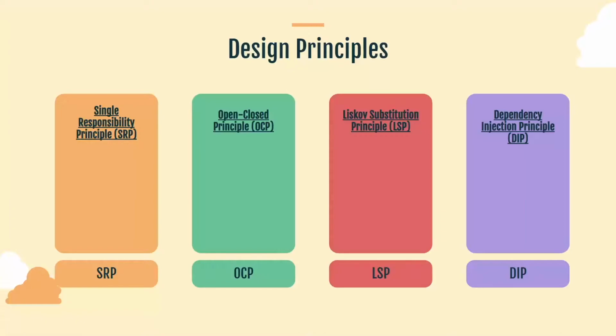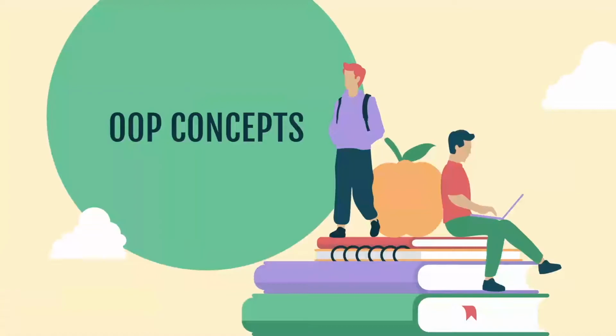Finally, the dependency injection principle. We can use other methods for notification. Other than email, we can use SNS and other methods, and we do not need to change the current methods for that. And now I'll pass on to Chaoshan for the OOP concepts.